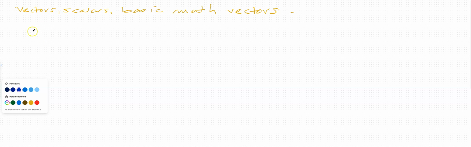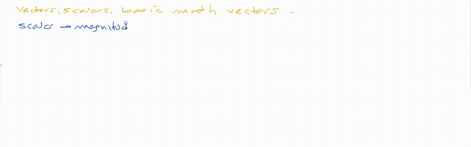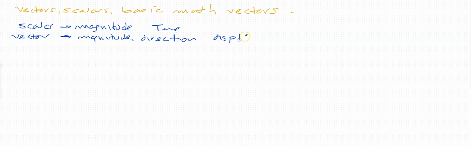Let's go with this. Remember that when you have a scalar, all you need is the magnitude, like temperature, for instance. But when you have a vector, on top of the magnitude, or next to the magnitude, you also need a direction, like displacement. That's an example.